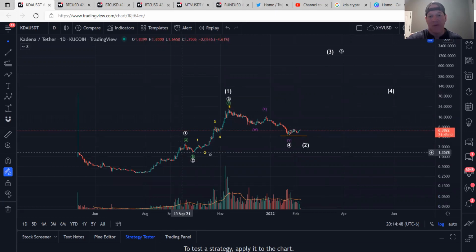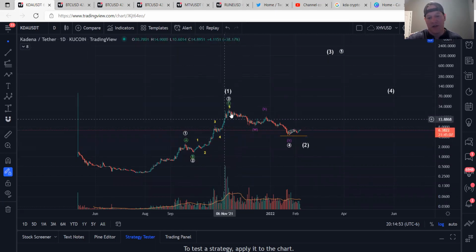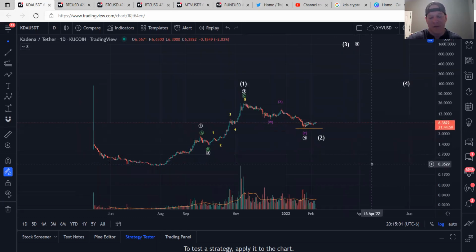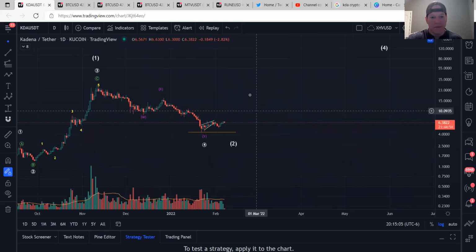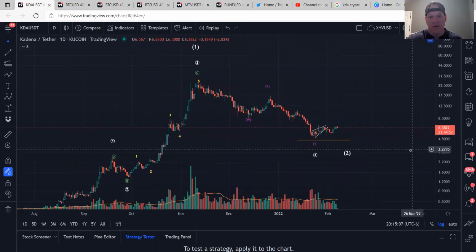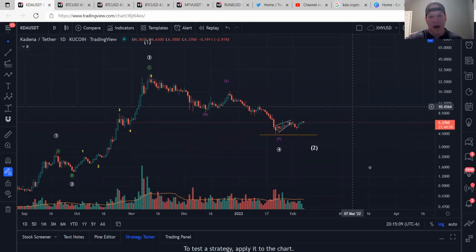My bias right now is that this is a 1, 2, 3. It just didn't reach the 1618 target. Therefore, it's going to be an extended fifth. And then once we hit this target up here, we will go into a bear market. That is my bias at this point. But we'll see how the wave unfolds as it goes.